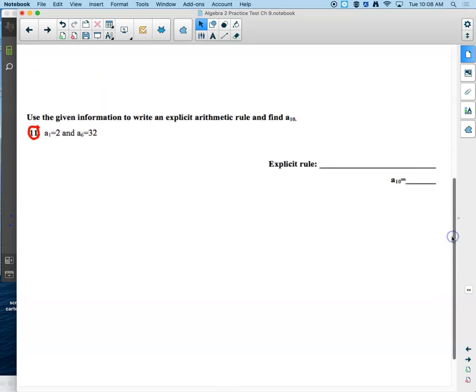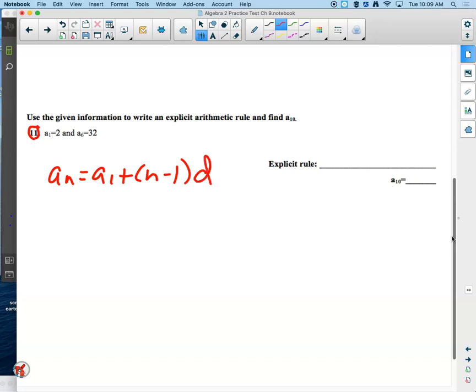Ooh, this looks like a fun one. Use the given information to write an explicit arithmetic rule and then find the 10th term. Well, first thing I do, write the rule down. And think back to what we said earlier, which is we need the first term and we need d. Oh, they gave us the first term. That's a 2. Unfortunately, they did not give us d. So that means d is going to have to stay put.